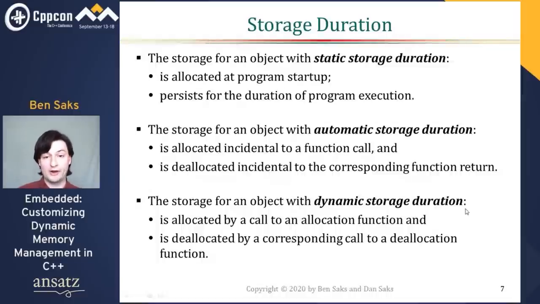And the third category, which is what we're going to be mostly talking about today, is dynamic storage duration, where the storage for an object is allocated when you ask for it. You manually do something to request the memory for an object, and you have that memory available to you until you say, I'm done using it. And you call a deallocate function to return that memory to the general store.